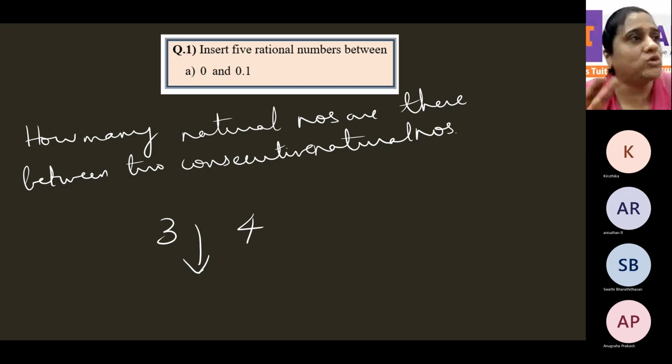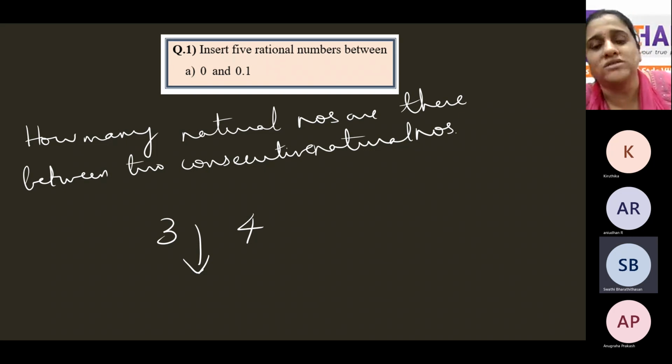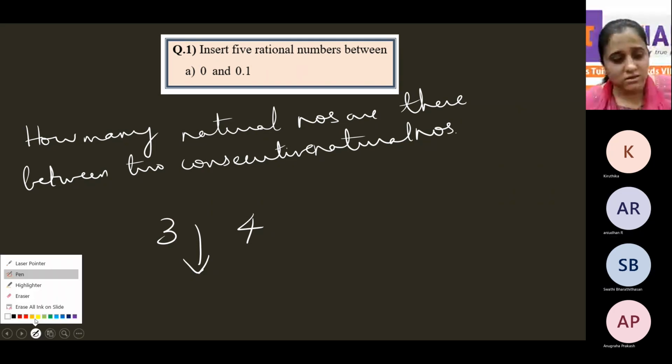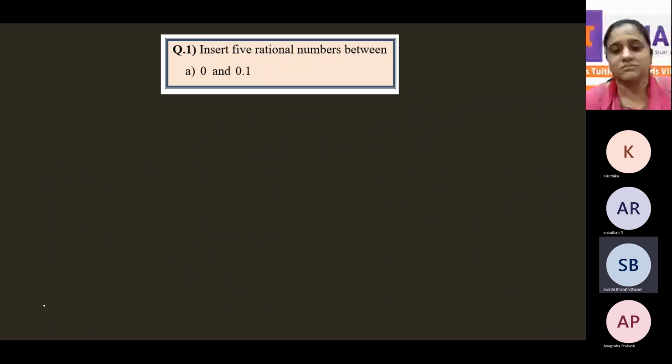How many whole numbers are there between 2 consecutive whole numbers? ரெண்டு whole numberக்கு நடுவுல consecutive whole numbers, Anirudh, between 2 consecutive whole numbers how many whole numbers? 0 ma'am. There is no whole number, right? Yeah, there is no whole number between 2 consecutive whole numbers. That's not clear, class, yes or no? Did I make you understand or no? You got it, okay.